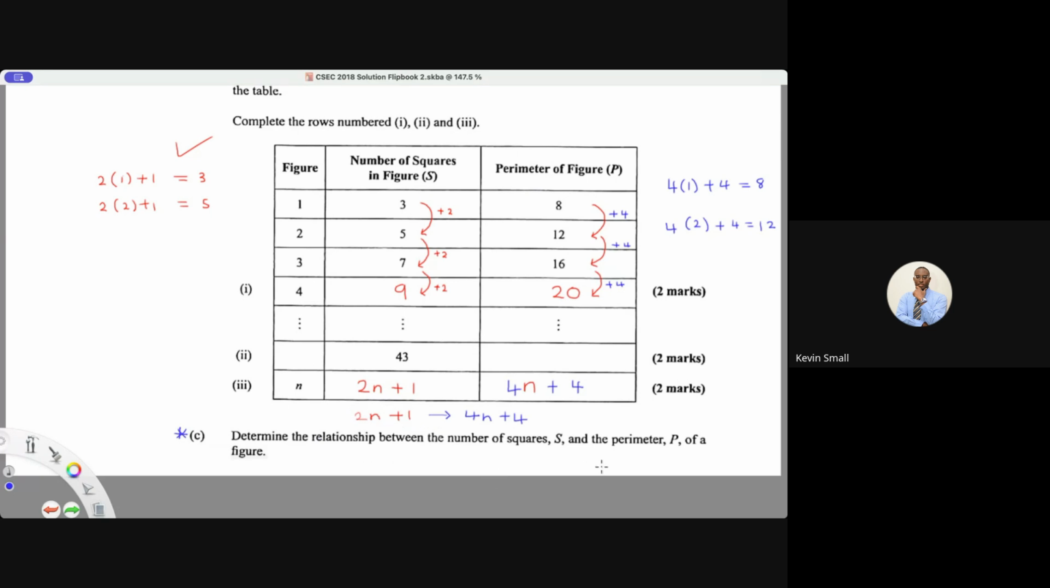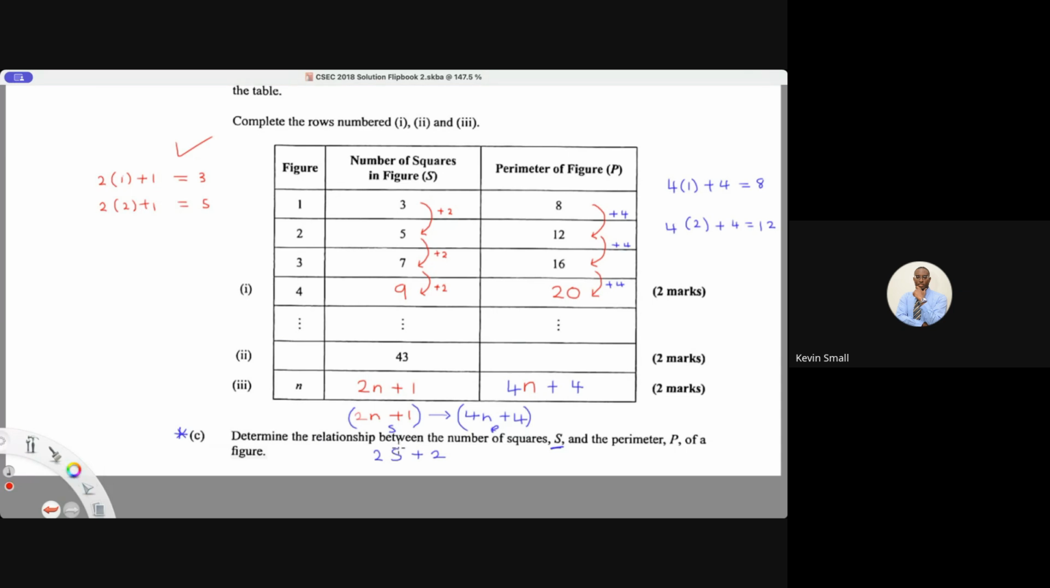So if I want it in terms of s, I will say that it is 2 times this formula. This formula here represents squares. This is s. This formula here represents p, the perimeter. So to get from squares to perimeter, the relationship is 2 times s. And then I have to add 2 onto it so I can get the 4 here that was in the perimeter. So this is the formula for this one here.